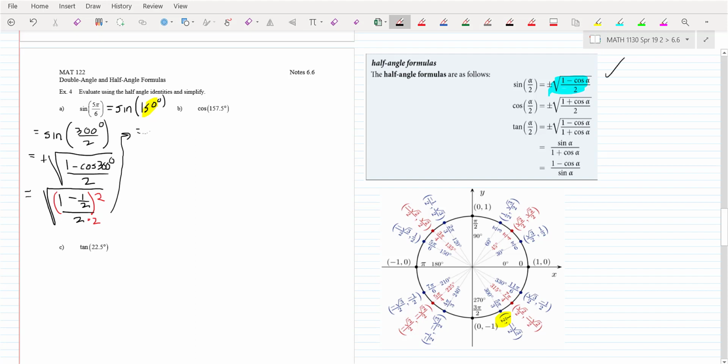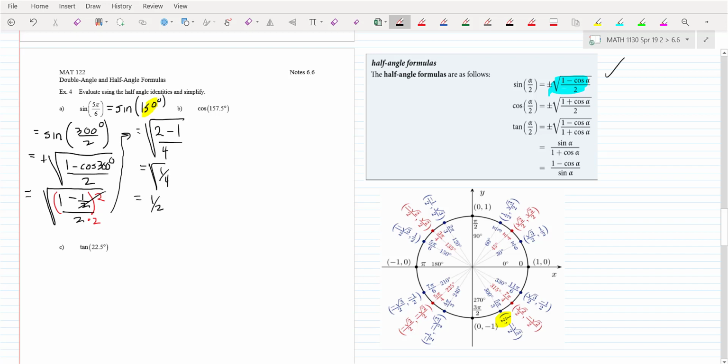So I would end up having square root, do a distributive property, 2 times 1 is 2. And then when you multiply that out, that would be a 1. And then the denominator is a 4 like that. Then you can split it up. So it looks like you would have square root of 1 over 4. So that would be 1/2.